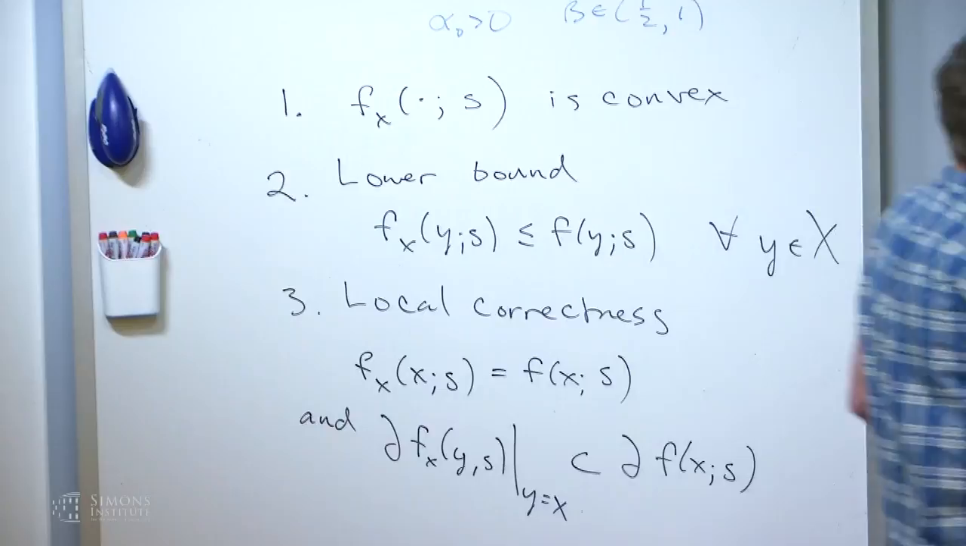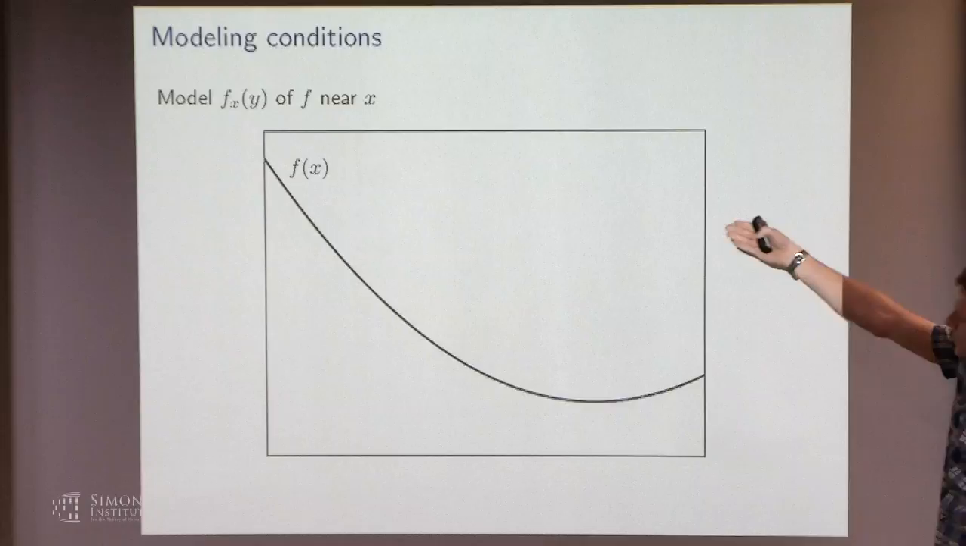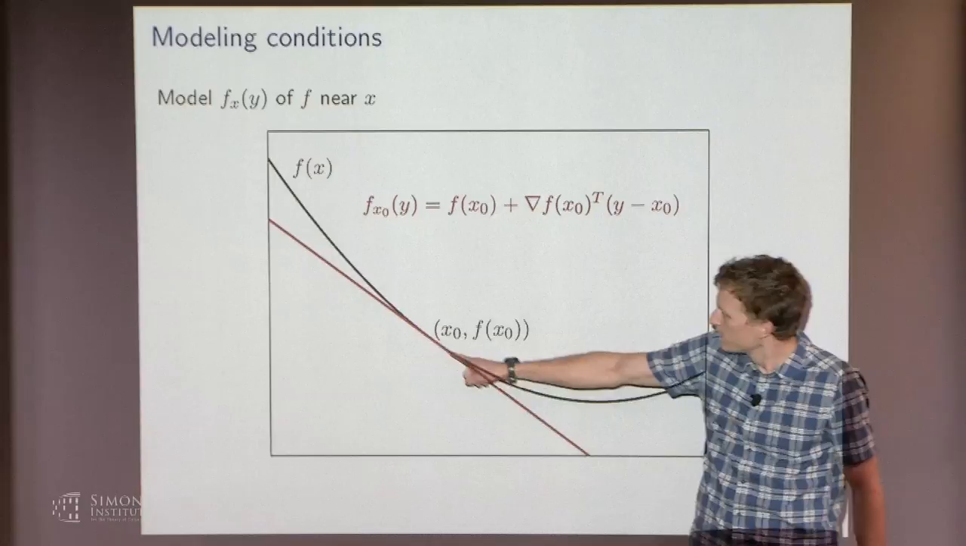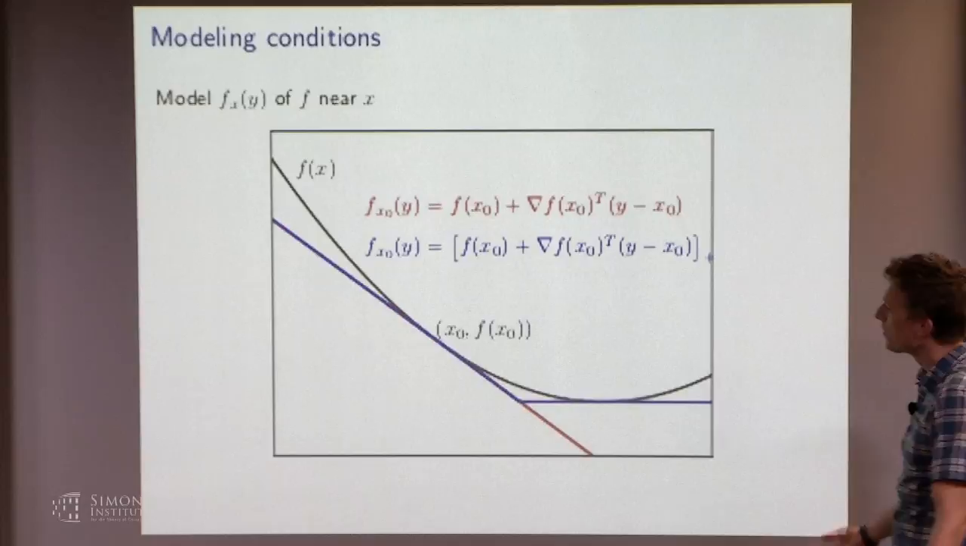The picture is basically this. We have our true function f, and so the types of models we might use are something like a linear approximation. So at x0, this is a linear approximation. It satisfies all of these because linear functions are convex. It's correct there, and it has the right derivative. Other things we might do are, okay, if you know your function is non-negative, you could just truncate this approximation at zero, right?